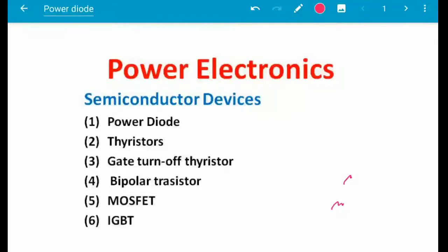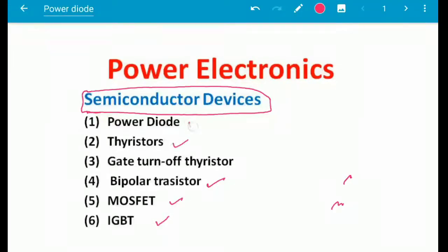So let's get started. The first topic of power electronics is semiconductor devices, which is the base of power electronics, and in the next subjects we are going to study the uses of these devices. So what are the basic devices? That is power diode, thyristor, GTO, bipolar transistor, MOSFET and IGBT. These are the devices, and first in this video I am going to only discuss the power diode.